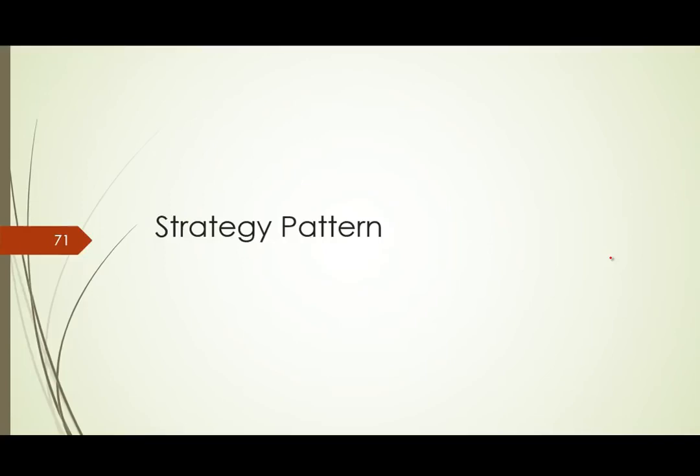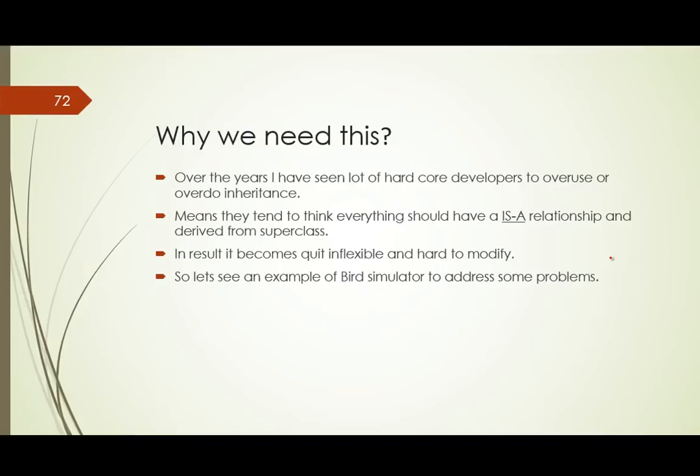Now we're going to talk about the strategy pattern. It is going to be a very good example for what you have learned throughout this session. And why do we need this? Over the years, I have seen a lot of hardcore developers overuse or overdo inheritance. Eventually they end up with a very inflexible system, which is very hard to modify. Even though they implemented all the OOP concepts, they followed the inheritance relationship so heavily that the system becomes very hard to modify, or if you change one place, the whole system breaks. That's a real problem. That's really against our modular approach.